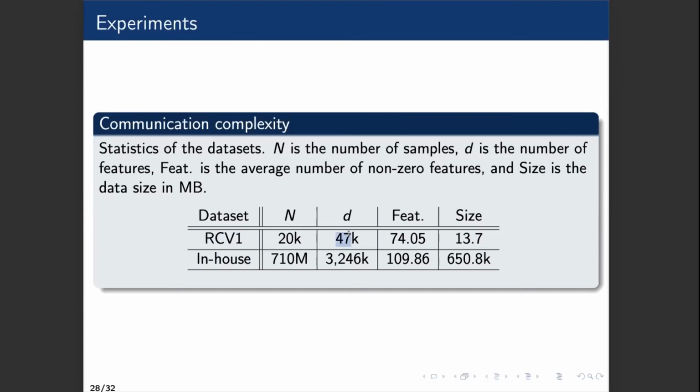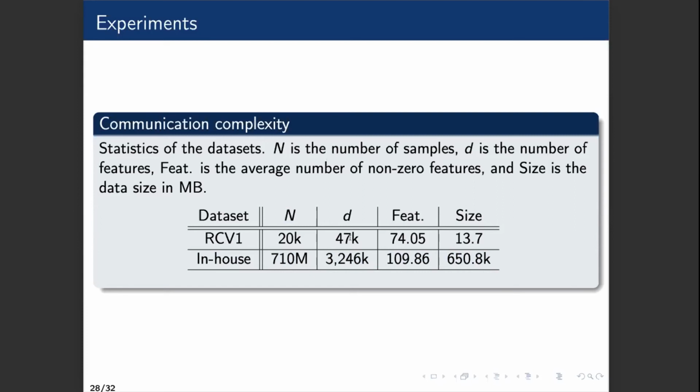This is a dimension. This is the number of points, number of data sets. And for in-house data, this is a dimension. So it's 3 million dimension and 700 million data points. So this is actually a very big data set. And surprisingly, for all these data sets, the Hyperfast method works.